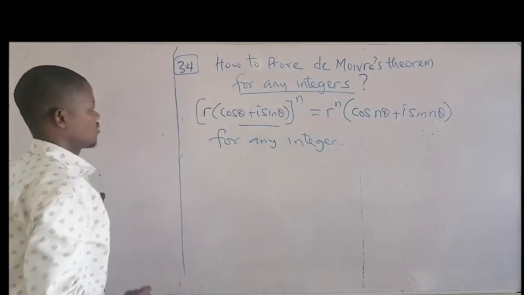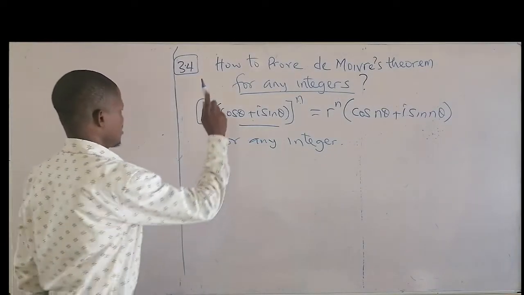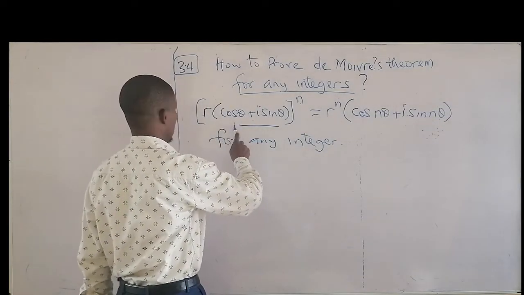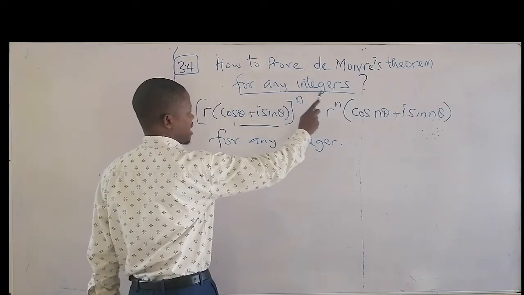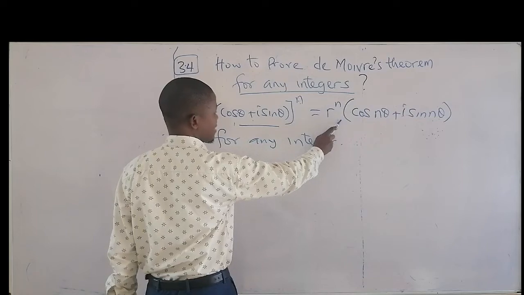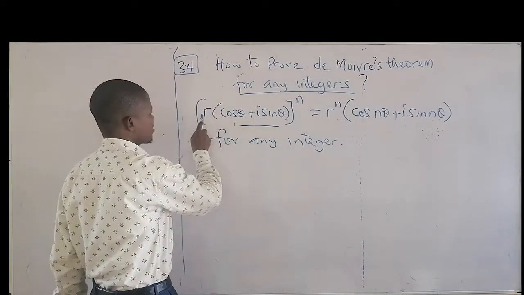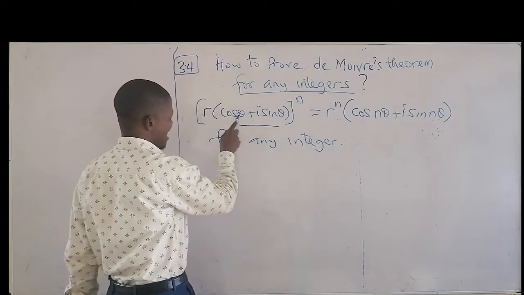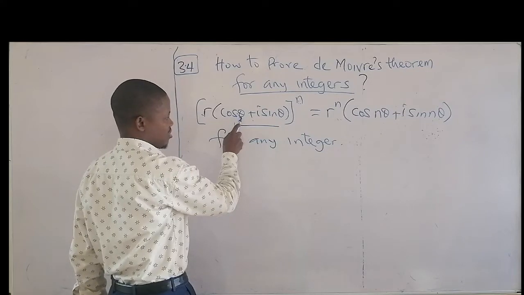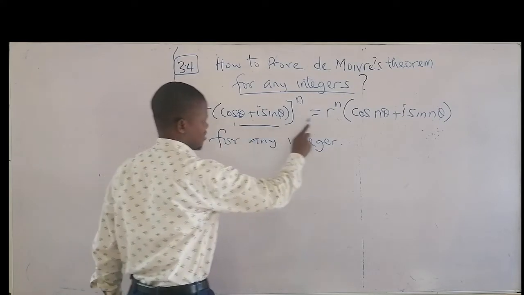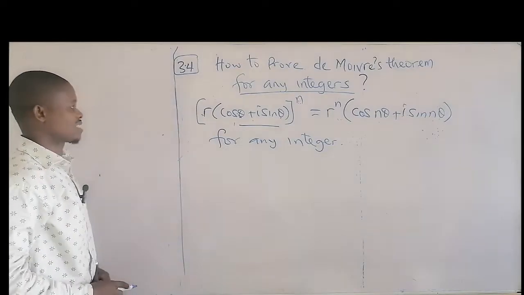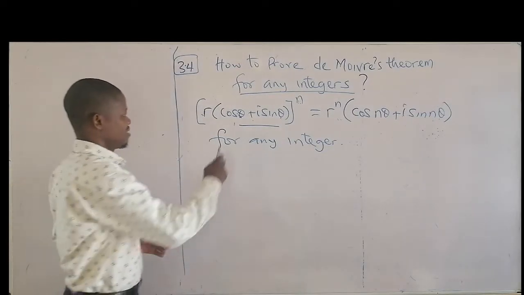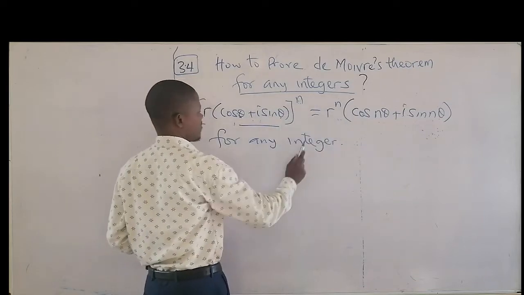What the theorem is saying is that we have this complex number in polar form to the power n. According to the theorem, the n will be on top of r, and then the n will come in and multiply the angle, and we have this. So that's the objective of this section: how to prove that this is equal to this for any n.